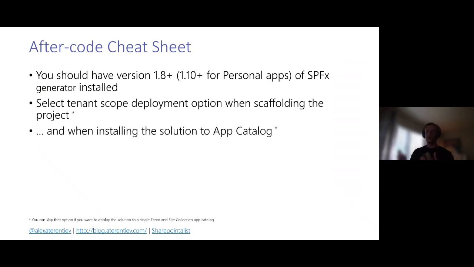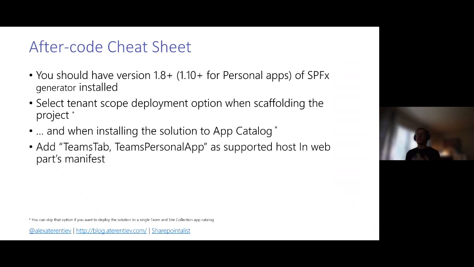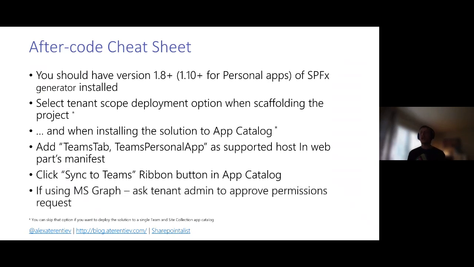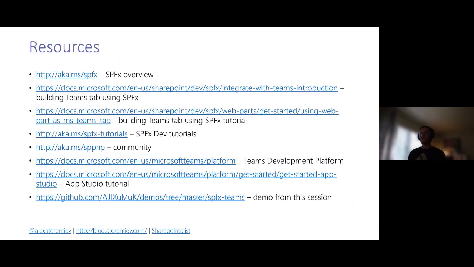The second one, as I mentioned, you need to select tenant scope deployment option when you're scaffolding the project and also when the app is installed into the app catalog. You need to add Teams tab and Teams personal app as a supported host in your web parts manifest. You need to click Sync to Teams ribbon button in App Catalog when you deployed it to the App Catalog. And if you're using Microsoft Graph, don't forget to ask your tenant admin to approve permissions request in SharePoint Admin Center. And from resources.